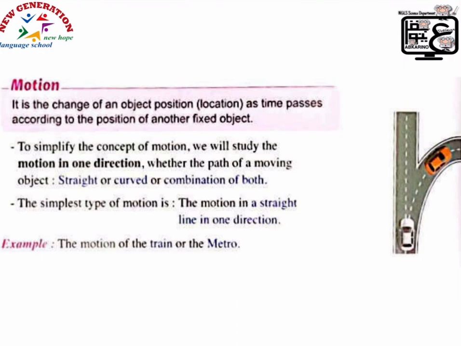So here in Arabic we will translate motion الحركة. It is a change of an object's position, هي تغير موضع جسم as time passes بمرور الوقت according to the position of another fixed object، بالنسبة لجسم آخر بيكون ثابت.